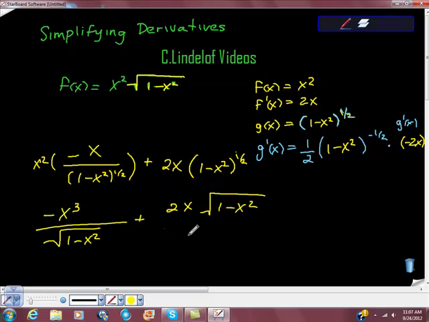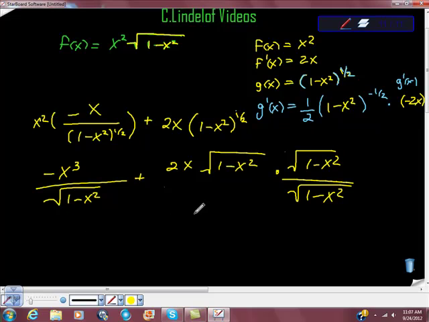From here, what do I want to do here? Do I want to even mess with this? I think I do want to mess with this. I'm going to multiply this by square root of 1 minus x squared over square root of 1 minus x squared. You see I'm doing this because I'm trying to get a common denominator here and here. So I'm going to work that up a little bit, and this times this is 2x times 1 minus x squared, isn't it? All over square root of 1 minus x squared.